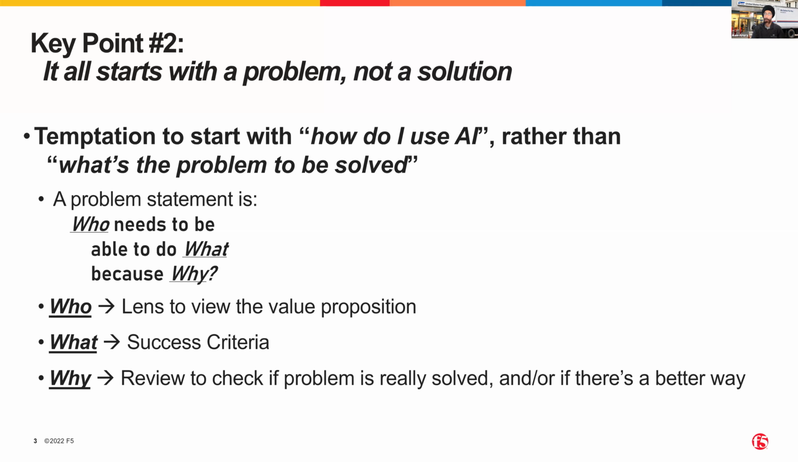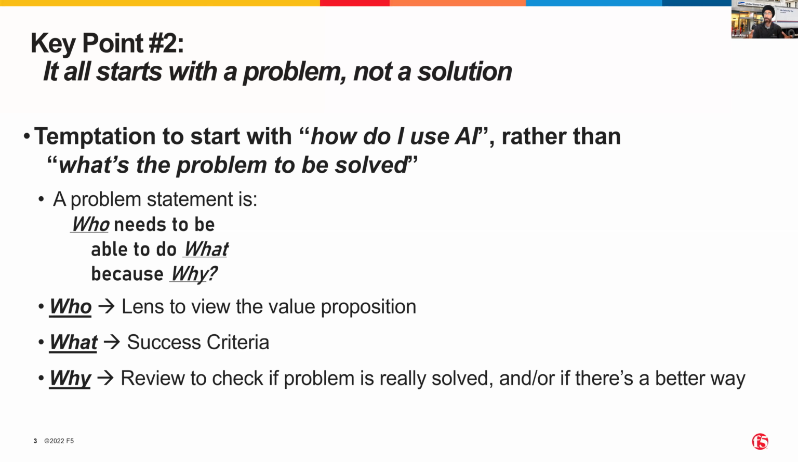And so I use this framework personally. It's very much like how an agile story is written in the agile mind and the agile framework. It is who needs to be able to do what and why. So each of those three things, who, what, why, those three W's, has an important role to play.